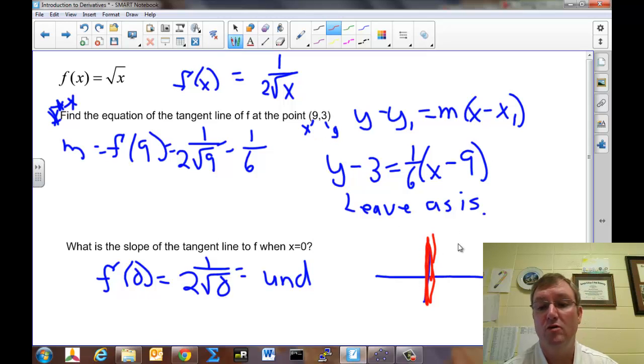We know when we're over here at 9, the function has a slope of 1/6. So the slope there would be something like this. So you can see that if we can get enough of these slopes together, we have a pretty good idea of what the graph would look like. If you remember from previous courses, this graph would look something like this, the square root curve. It's kind of half of a parabola laid on its side. So that's kind of where we're headed with this.